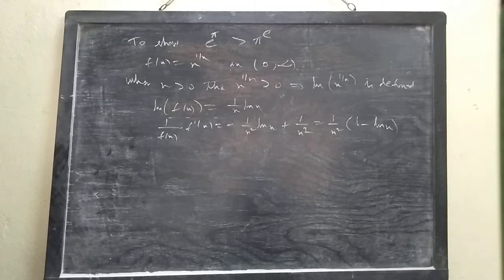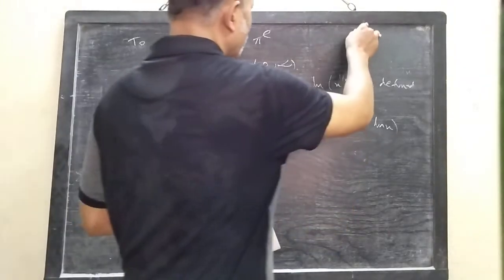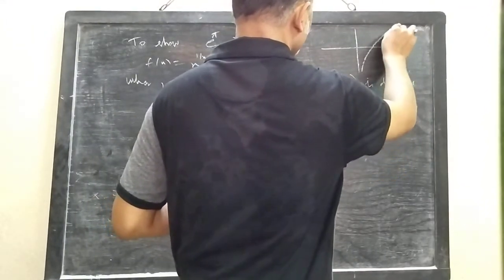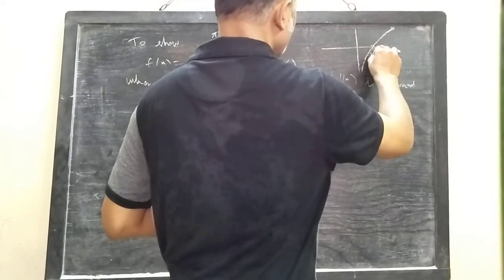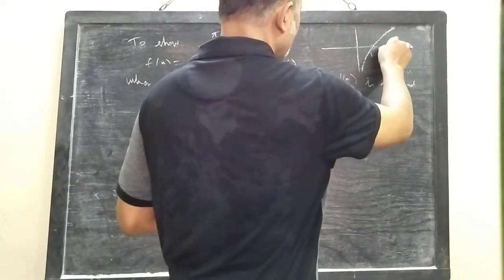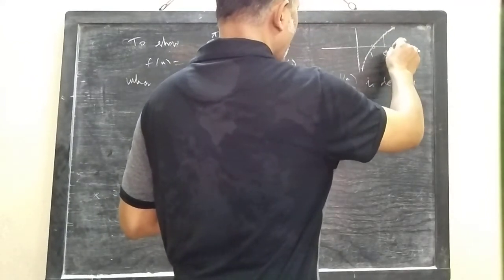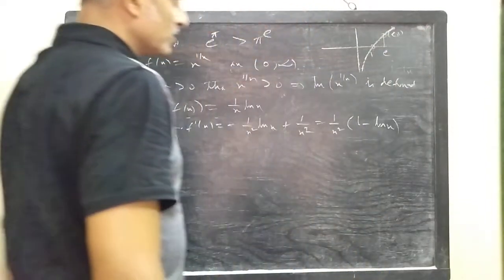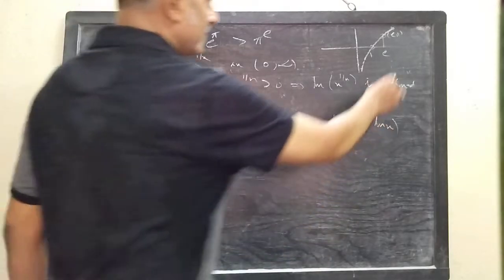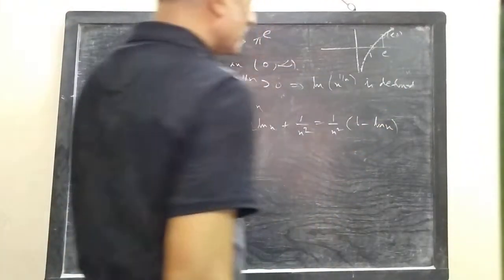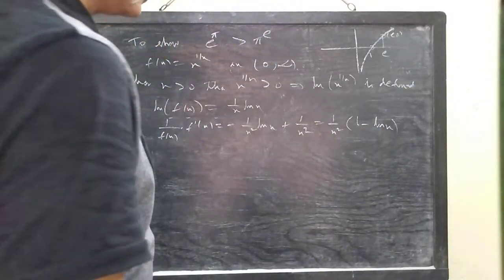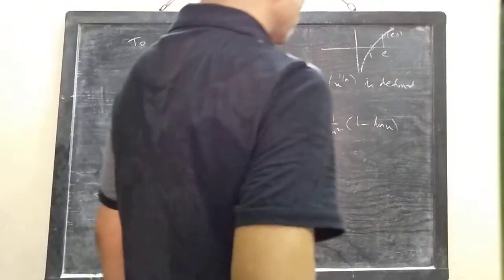Now consider the graph of ln x. This is 1 where the function vanishes, and here it will be e. At e, this value will be 1. This point will be (e, 1). So when x is more than e, as the function ln x is increasing, ln x will be more than 1. So this will be less than 0, 1 minus ln x.